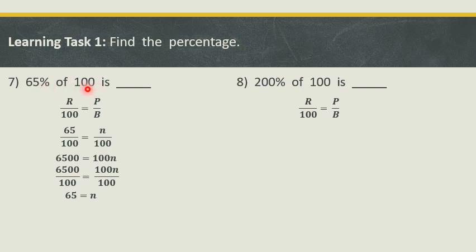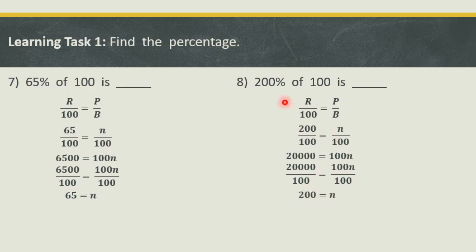So we have 200% of 100 is blank. 200% is our rate, 100 is our base, and yung P po ang ating hinahanap. By substitution, 200 over 100 equals n over 100. Cross multiply, 200 times 100 is 20,000. 100 times n is 100n. Then we will divide both sides by 100. 20,000 divided by 100 is equal to 200. So 200% of 100 is 200.